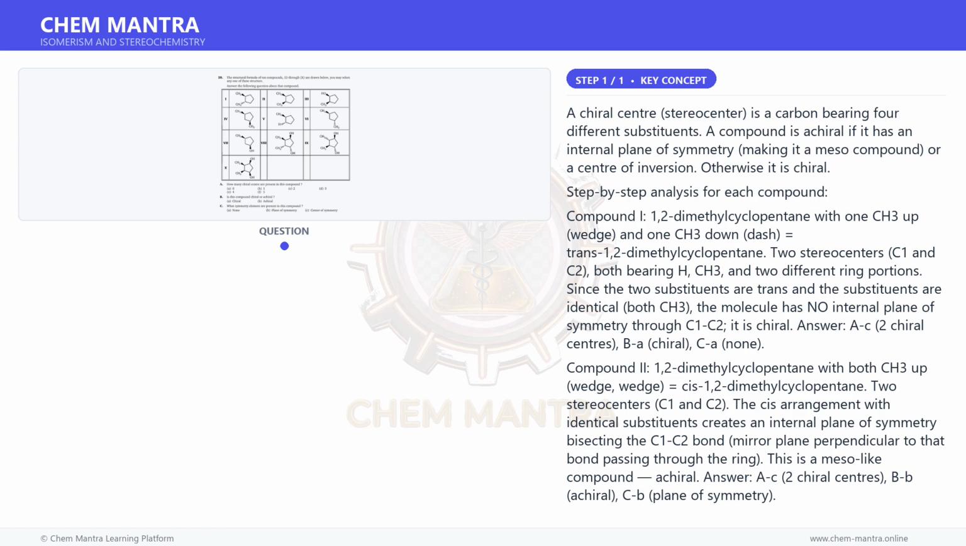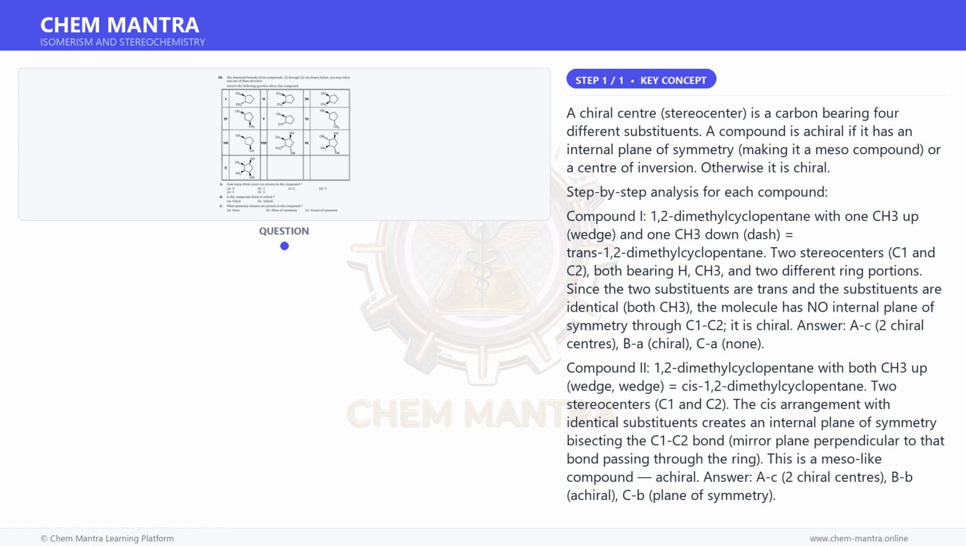Compound 4: 1,3-dimethylcyclopentane with CH3 up at C1 and CH3 down at C3 is equal to trans-1,3-dimethylcyclopentane. Two stereocenters. The trans-1,3-dimethylcyclopentane with identical substituents has a plane of symmetry bisecting C2 and the C1, C3 axis, the plane through C2 and the midpoint of the ring, making it achiral, meso. Answer: A, C, two chiral centers; B, B, achiral; C, B, plane of symmetry.